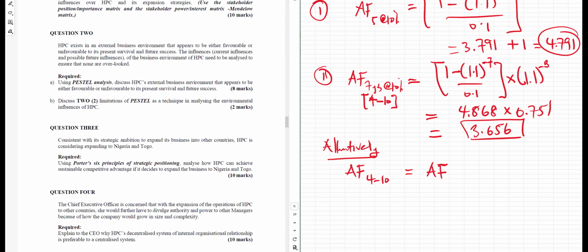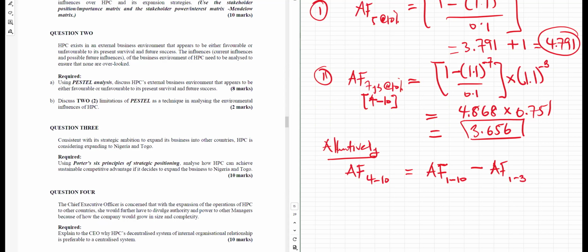Annuity from 4 to 10. If we want it, we have to get annuity from 1 to 10. Then we subtract annuity from 1 to 3, so that we get 4 to 10, because it's 1, 2, 3, 4, 5, 6, 7, 8, 9, 10. Until you take out 1, 2, 3, we are left with 4, 5, 6, 7, 8, 9, 10. Remember? So let's try that one.